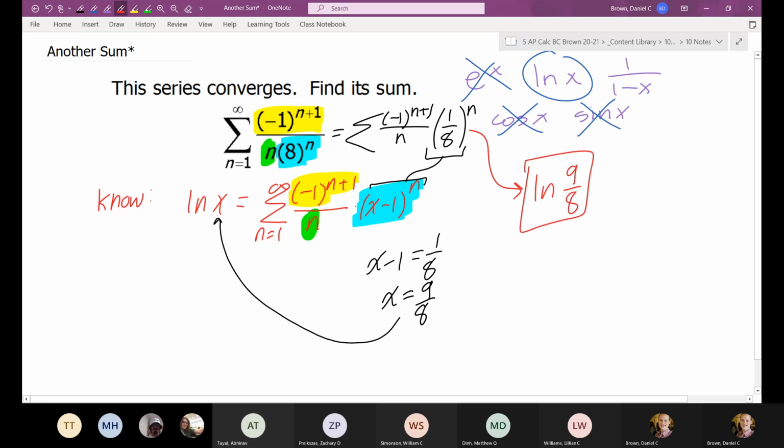So again, we're using one of the memorized ones, playing around with it until we can figure out what it's equal to. And again, what are we saying when it converges to? If you expanded that, it's an infinite polynomial. Not really a polynomial, there's no x in it, but it's a series with an infinite number of terms. What is the sum of that infinite series? The sum of that infinite series would be the natural log of 9/8.